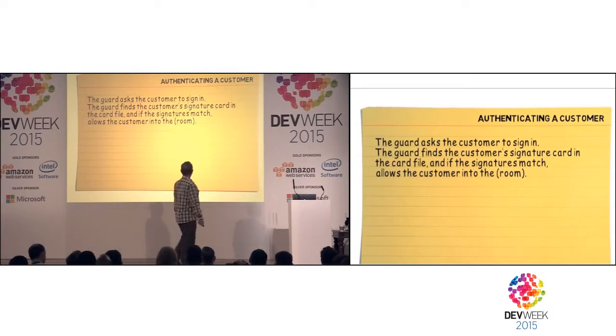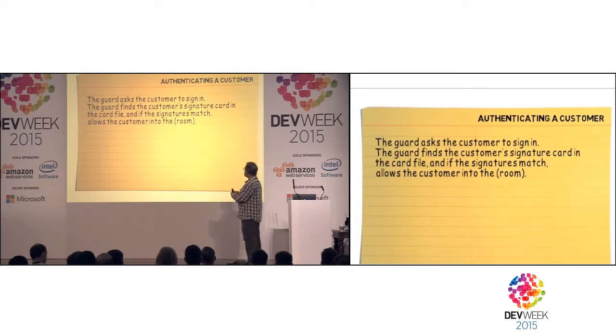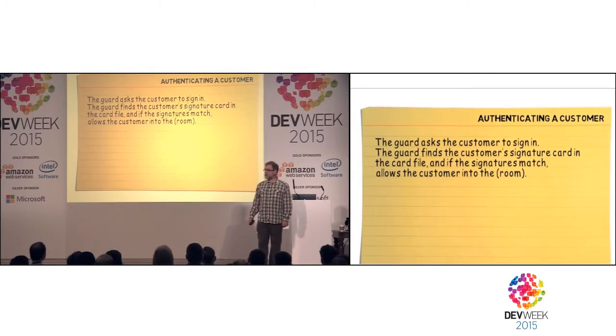So if I'm authenticating a customer, the guard asks the customer to sign in. The guard finds the customer's signature card in a card file. And if the signature's a match, they allow the customer into the room. Right? Well, the signature is our password, right? The guard has to find the customer's signature in a card file. Well, how's he going to do that? He's got to clearly ask the customer for a name or something like that. There's a lot of implicit stuff here, but that's fine.